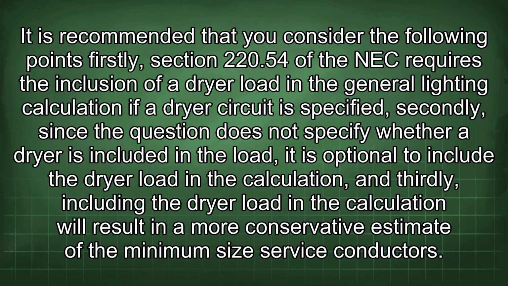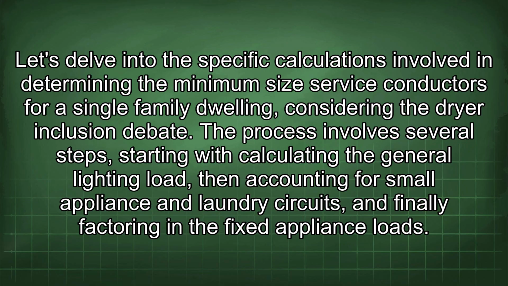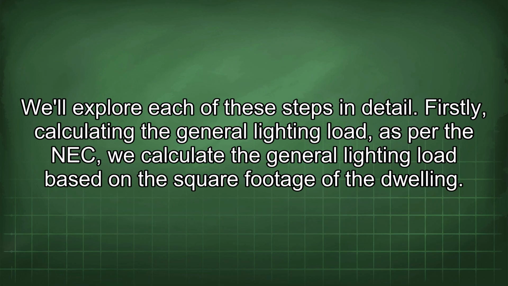Let's delve into the specific calculations involved in determining the minimum size service conductors for a single-family dwelling, considering the dryer inclusion debate. The process involves several steps, starting with calculating the general lighting load, then accounting for small appliance and laundry circuits, and finally factoring in the fixed appliance loads. We'll explore each of these steps in detail.